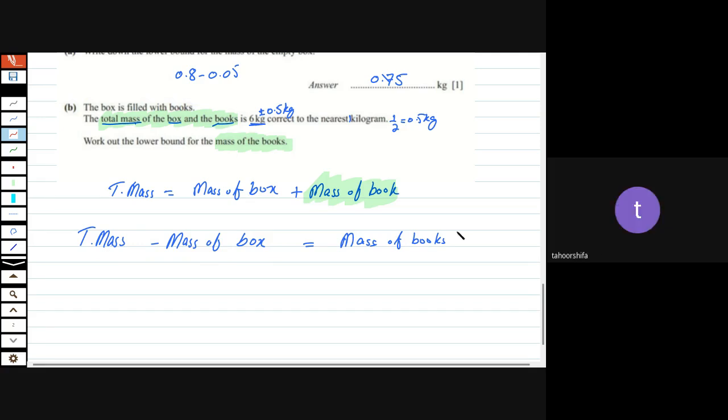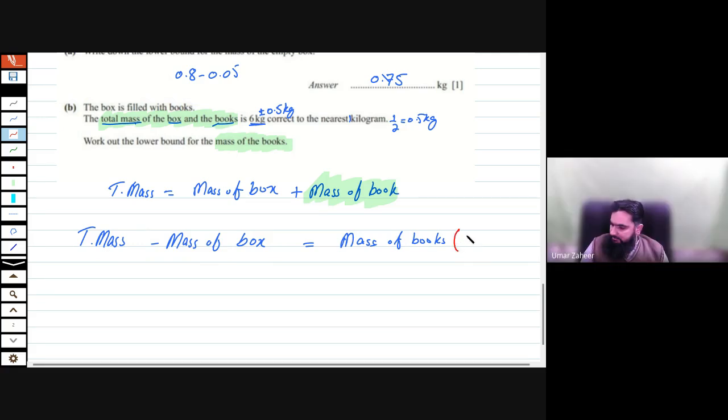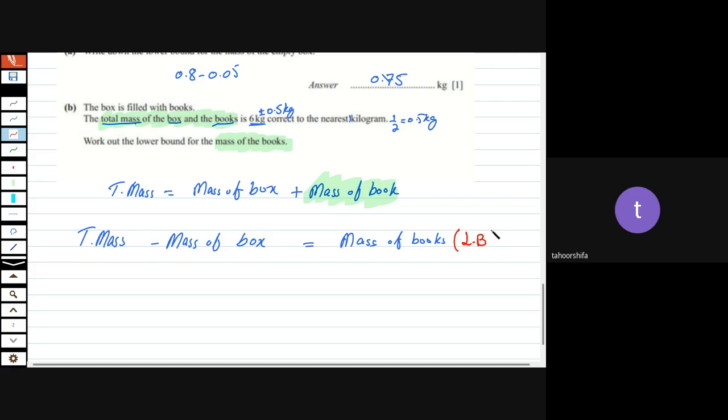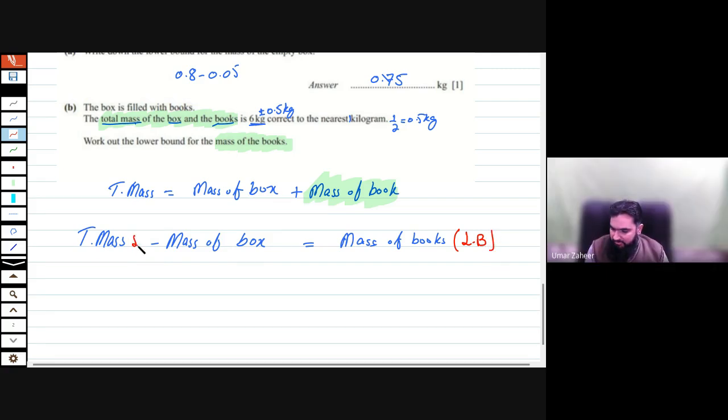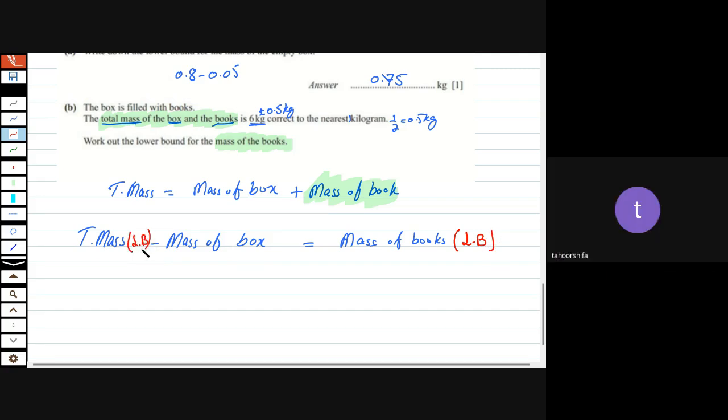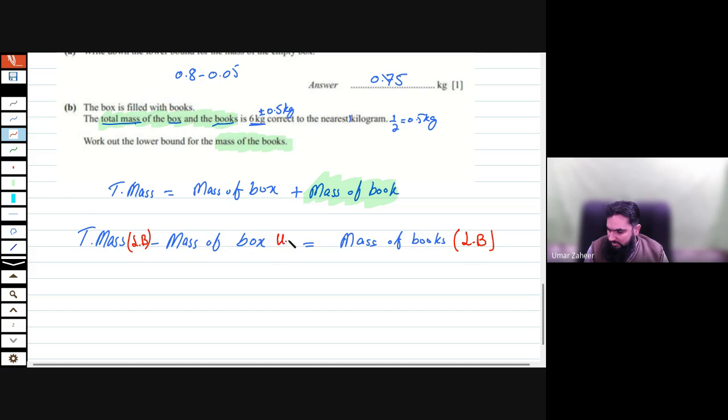Now, clearly it is a case of subtraction, and we need to find the lower bound. That means we are going to take the lower bound of the first value and the upper bound of the second value. So, what is the total mass?